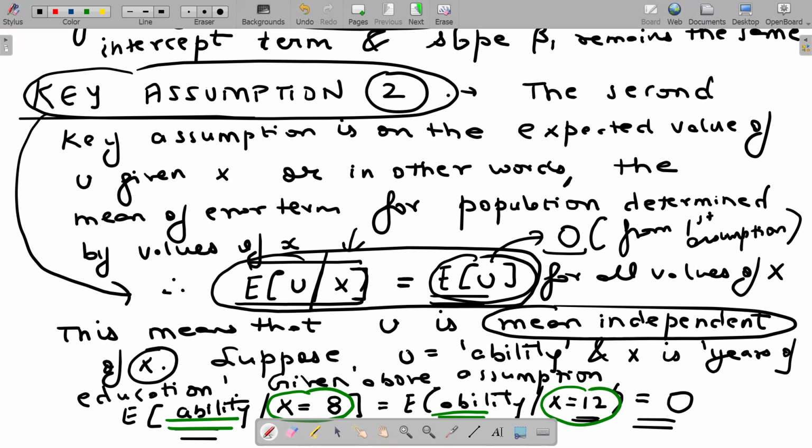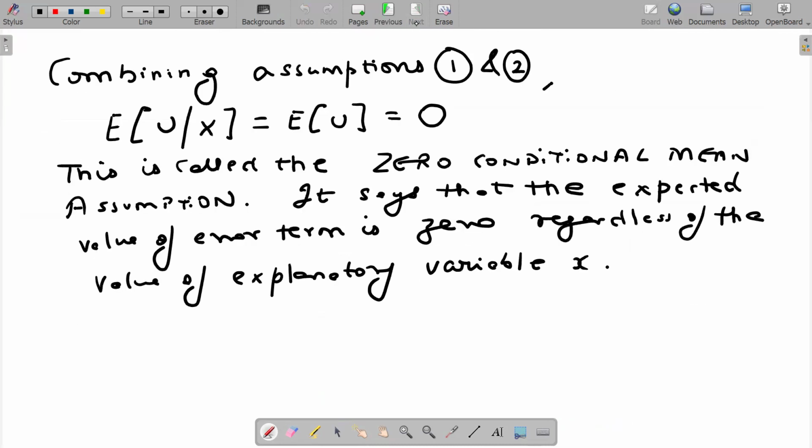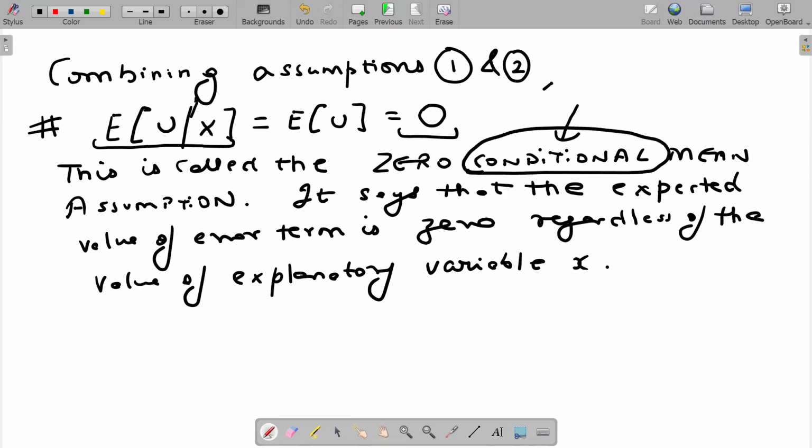If I combine these assumptions, what we learn is that the expected value of u conditional on x is simply 0. That is why it's called zero conditional mean. Why is it conditional? Because it's conditional on the x. It means in the population, the error term u on an average takes the value 0 for a given value of x.